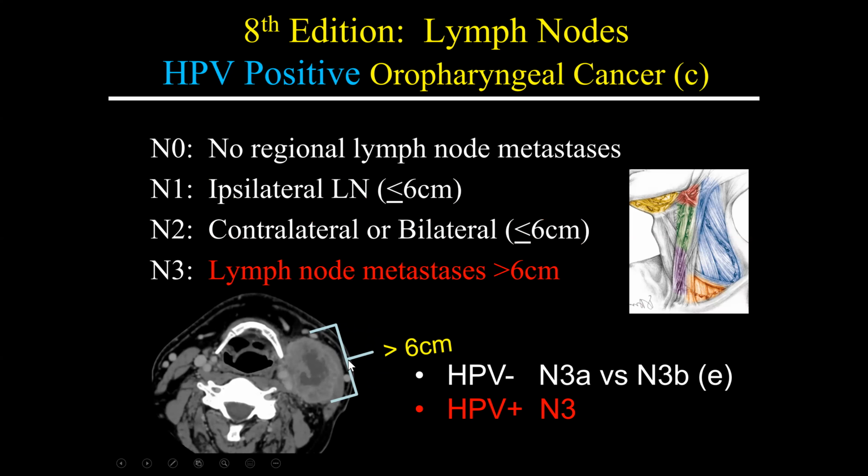And finally, here's a patient that had metastases of greater than 6 centimeters. If this patient was HPV negative, this would be N3A disease. And if the patient had extranodal extension, then this would be N3B disease. But because this patient was HPV positive, this was all N3 disease. So still pretty bad, but you can see there's no subclassification between N3A and N3B.